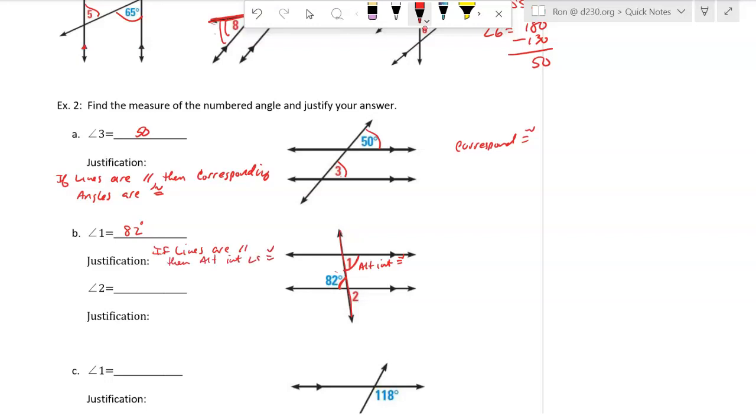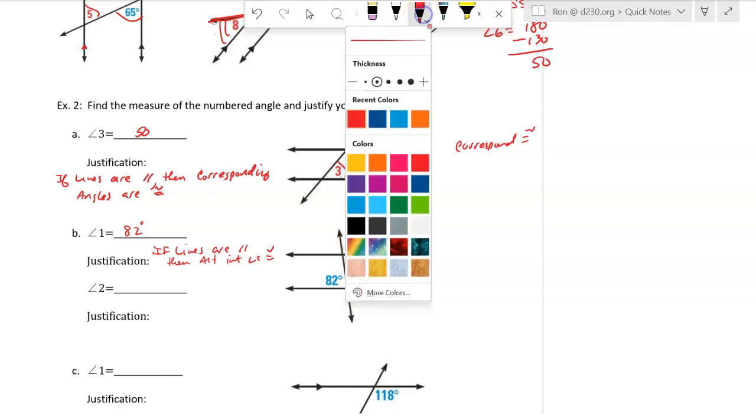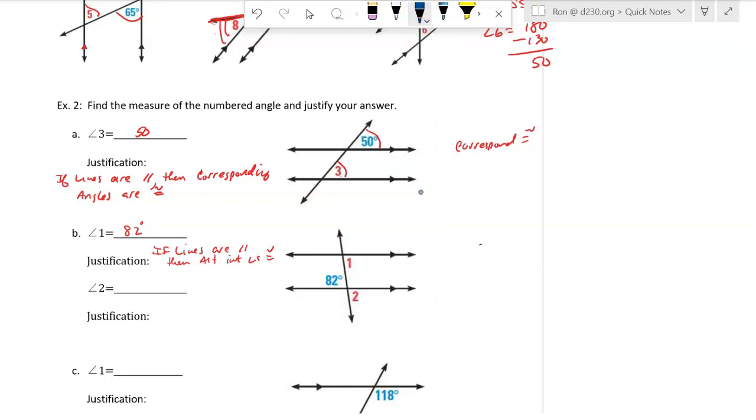Now, when I look at angle 2, though, notice angle 2 does not have a relationship with parallel lines. If I look, these are just vertical angles. So angle 2 right away is just going to be 82 degrees. And this reason is if vertical angles, then congruent.